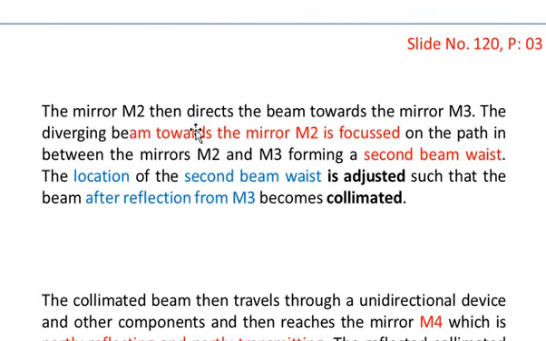The mirror M2, now you see that I am going to explain the function of the folded ring resonator. The mirror M2 then directs the beam towards the mirror M3. The diverging beam towards the mirror M2 is focused on the path in the beam between M2 and M3, forming a second beam waist. The location of the second beam waist is adjusted such that the beam after reflection from M3 becomes a collimated beam.